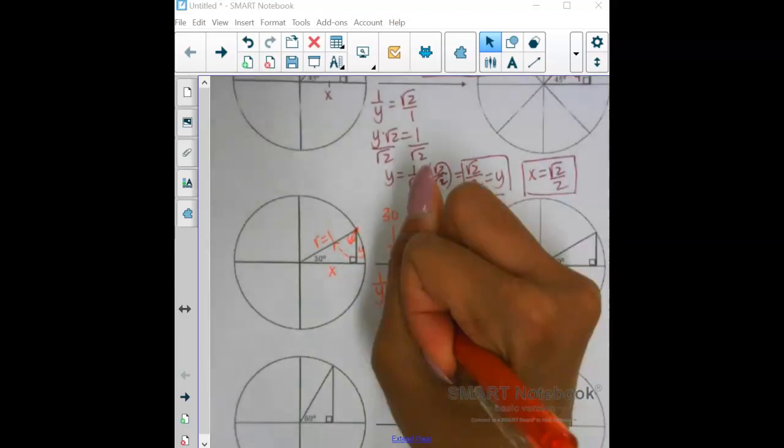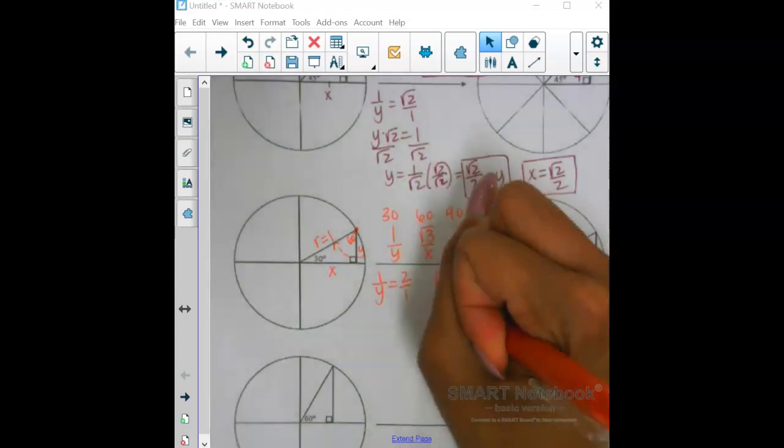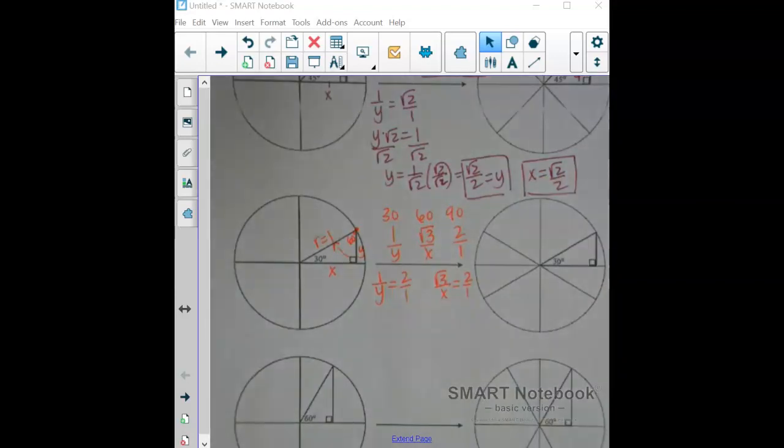1 over y equals 2 over 1. Solve that. And then solve the square root of 3 over x is equal to 2 over 1. Solve that one when you're done. So I'm going to give you about a minute. Solve both of them.